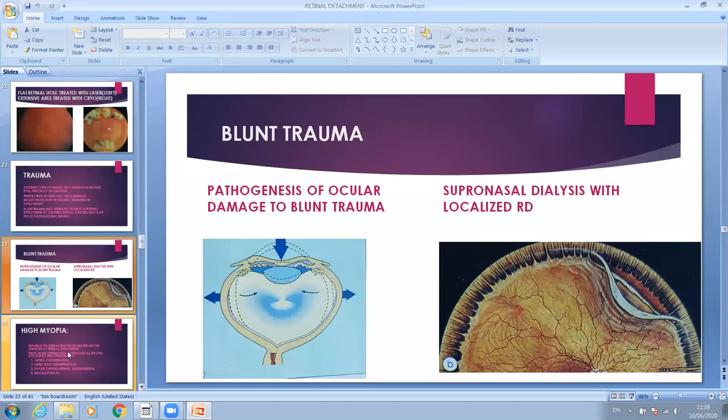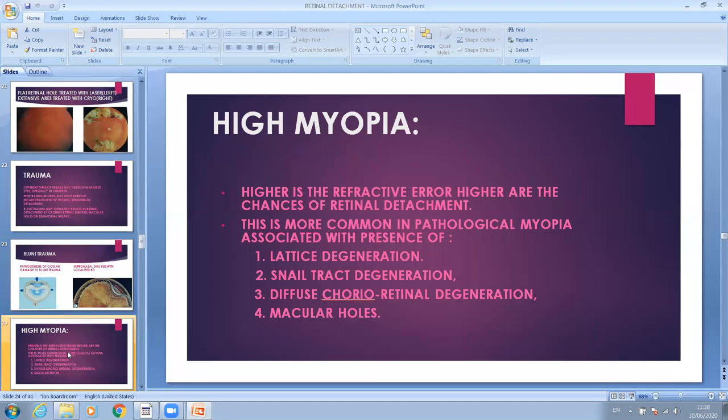The next is high myopia. The higher the refractive error, the higher the chances of retinal detachment. There are other factors as well, because in pathological myopia there is a high incidence of lattice degeneration, snail track degeneration, diffuse choroidal degeneration, and macular hole. Among these, the first, third, and fourth are all predisposing degenerations to retinal detachment.